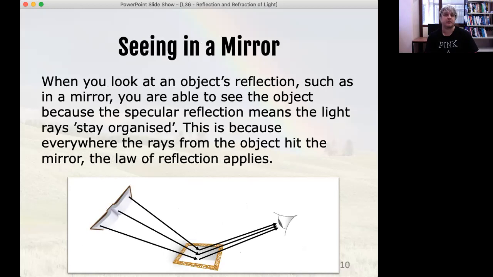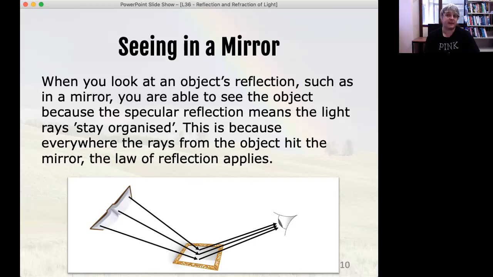For diffuse reflection, we lose that order. They bounce everywhere. That's why when you look at a book, you don't see a reflection of the light bulb, even though that's where the photons came from, because the rays from the light bulb that were ordered on their way to the book, they get jumbled up as they leave the book. So you can't see the light bulb in the book. You don't get a reflection in the book because it's not maintaining that order.